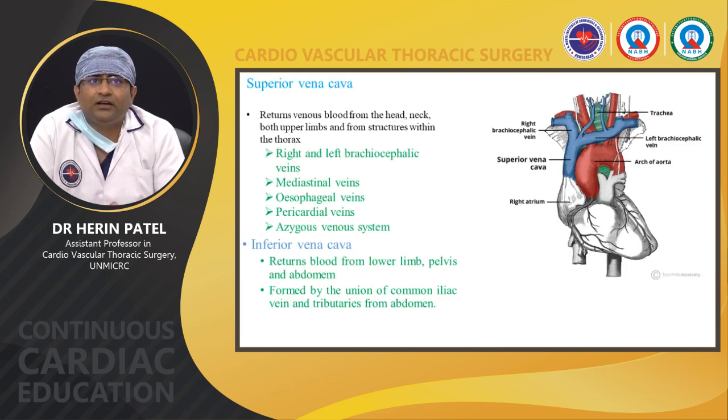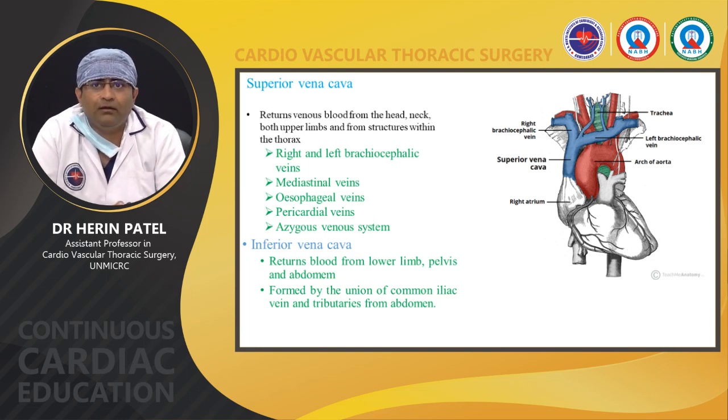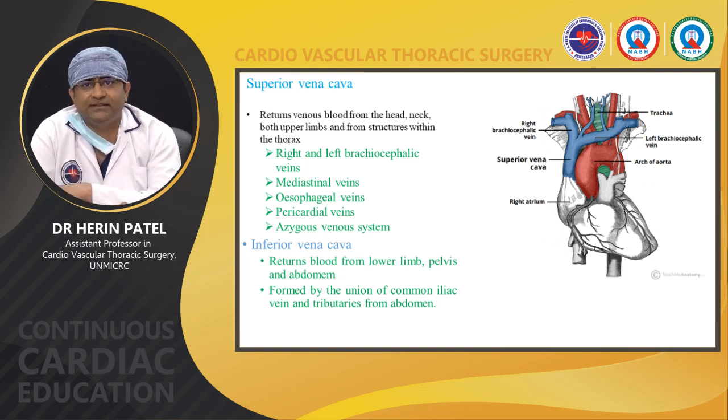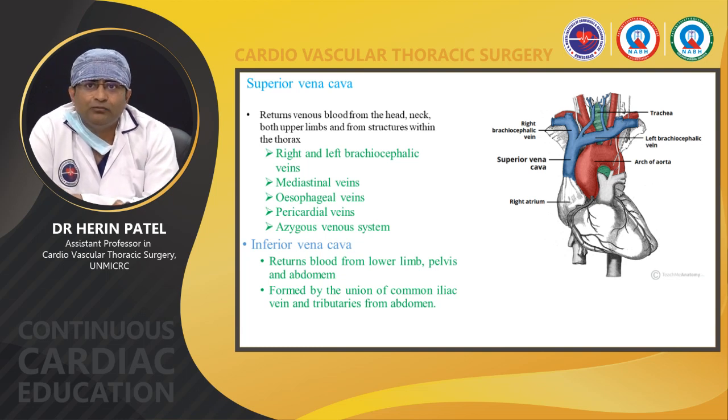The inflow to the heart comes from two vessels, the superior vena cava and the inferior vena cava. The superior vena cava is formed by the union of the right and left brachiocephalic veins, and it drains venous blood from the mediastinum, neck, head and upper limb. Its tributaries include the brachiocephalic veins, mediastinal veins, esophageal veins, pericardial veins, and the azygos venous system, which drains a small portion of the blood from the abdomen and lower limb.